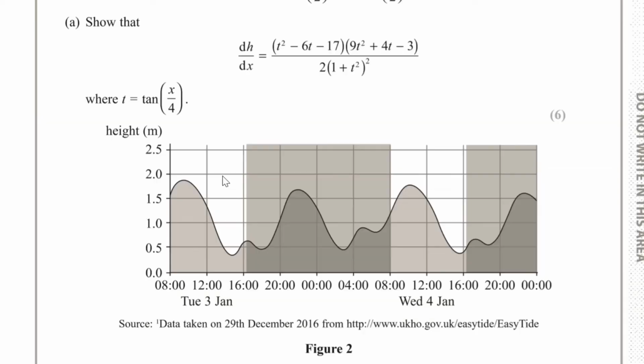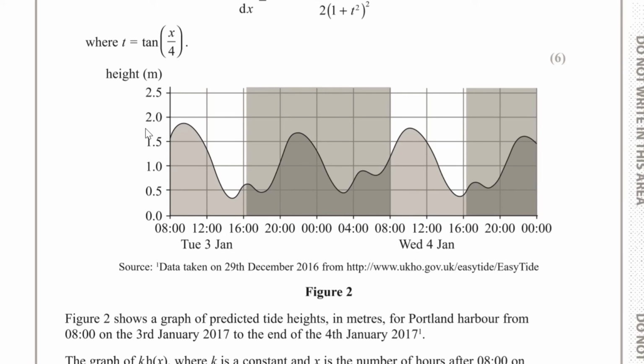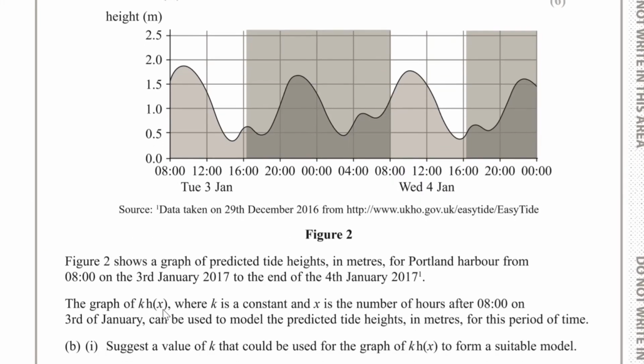Okay, now for part B of the question, we've got figure 2 over here, which shows a graph of predicted tide heights in meters for Portland Harbour from 8 o'clock on the 3rd of January 2017 to the end of the 4th of January 2017, and the data is taken from here. The graph of k lots of h of x, where k is a constant and x is the number of hours after 8 o'clock in the morning on the 3rd of January, can be used to model the predicted tide heights in meters for this period of time.